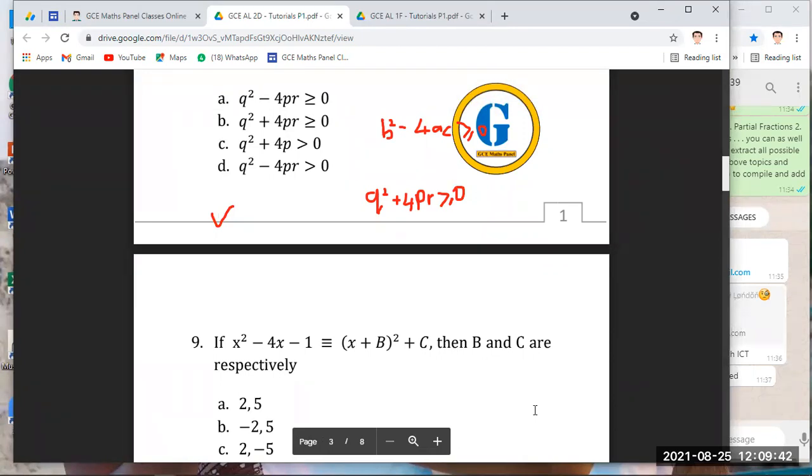Now let us look at question number 9. Question 9 is on identities. This is one of the topics that we'll do next week, as I've given the announcement in the group.